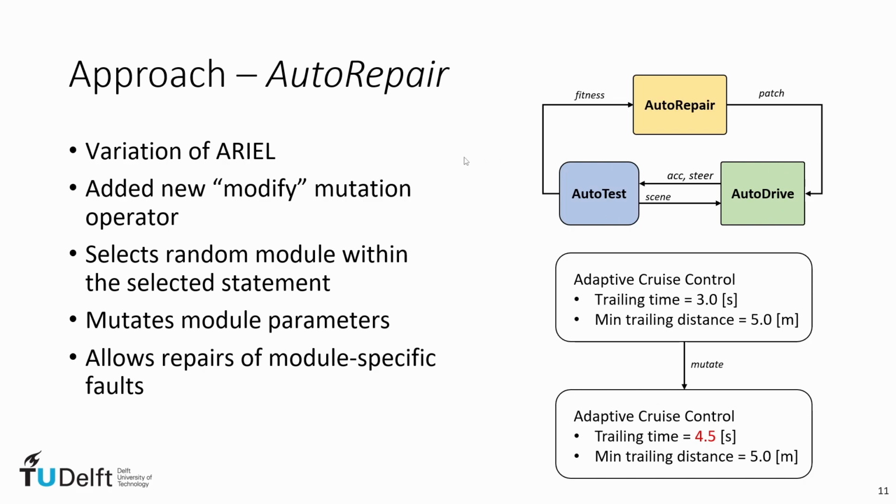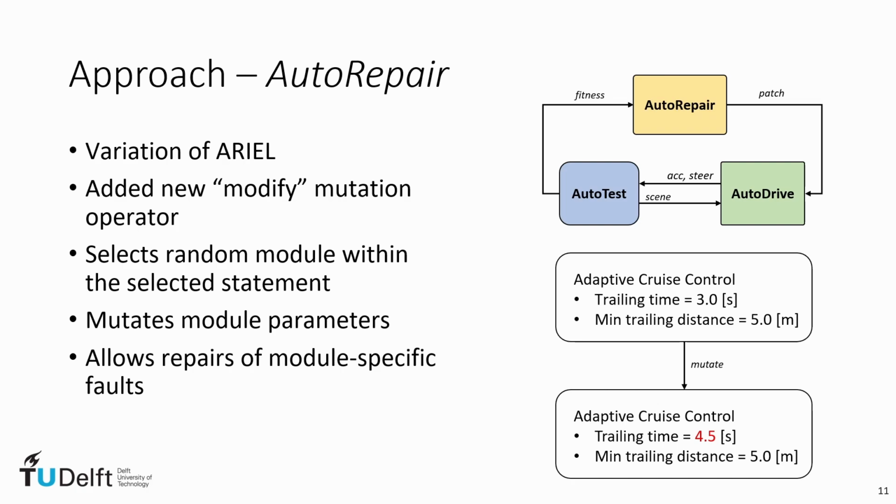Now the difference is that I've added a new modify mutation operator. So Ariel actually has two different types of operators, the shift and the modification types. So shift just reorganizes the rules, so it moves them up or down, or swaps some rules. Whereas the modify operator will actually modify some of the rules themselves. But my modify mutation operator is actually going to try to modify some of the individual modules. So not just the rule set, but modules that are within the rule set.